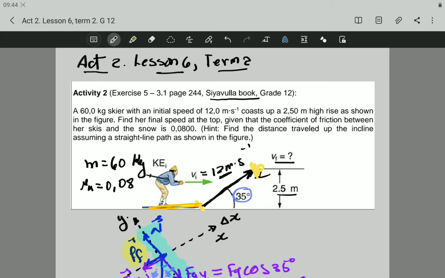Let's say a 60 kilogram skier with an initial speed of 12 meters per second at the bottom goes up a 2.5 meter high rise as shown in the figure. Find her final speed at the top given that the coefficient of friction between the skier and the snow is 0.08. And then they give you a hint there, which we did explain in the previous video. So the data: the mass of the skier is 60 kilograms. The kinetic coefficient of friction is 0.8. The initial speed of the person here at the bottom is 12 meters per second. The angle of inclination of the incline is 35 degrees and the height is 2.5. You're looking for the speed of the object right here.